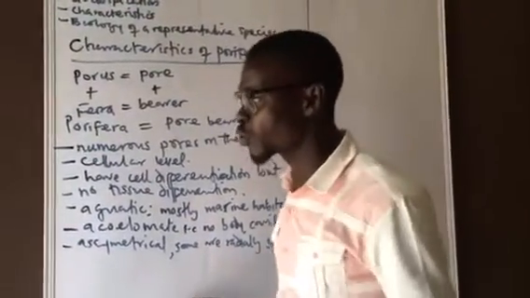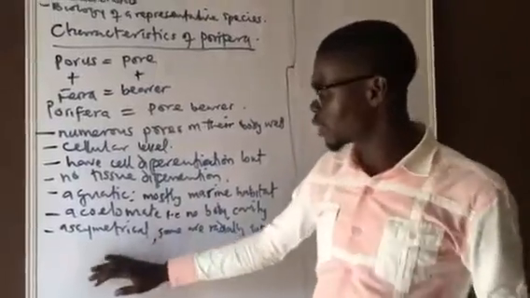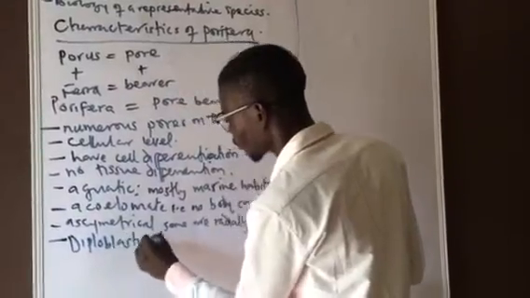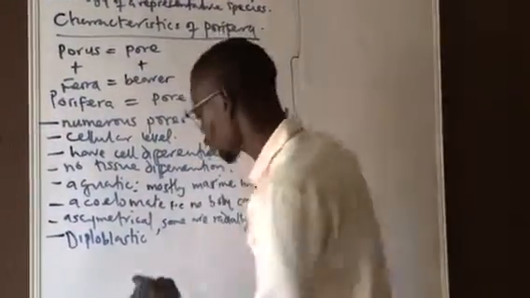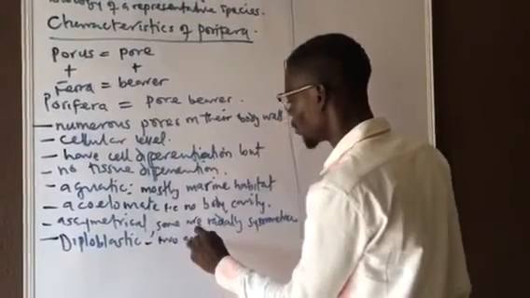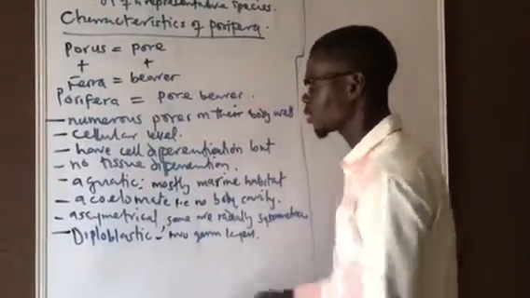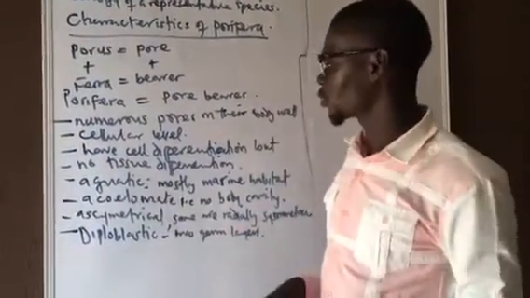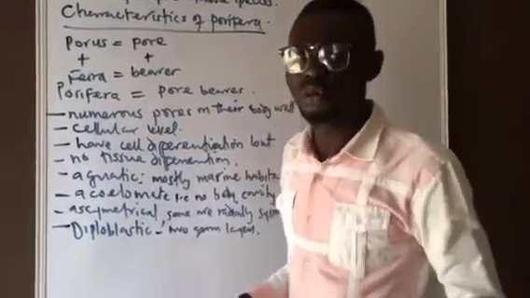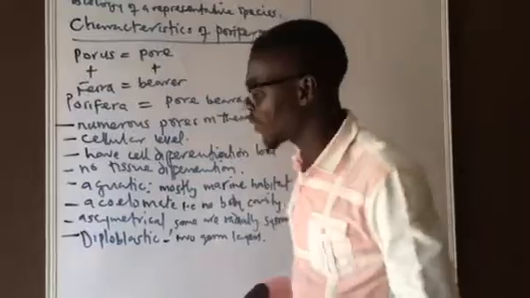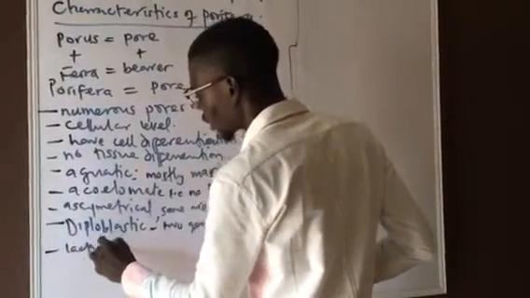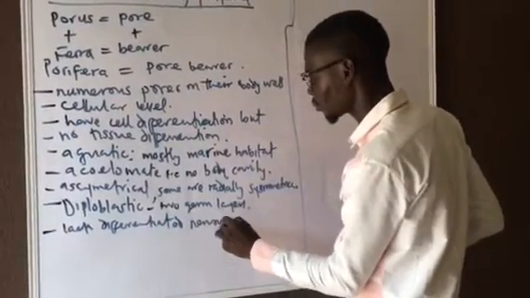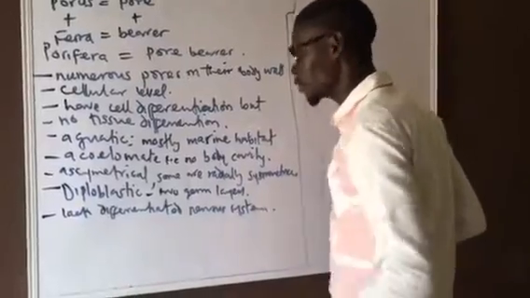When we talk about this group as well, they are diploblastic. That is a primitive feature, meaning that their body can be divided into two germ layers. That is the meaning of diploblastic. These organisms have numerous pores. They don't have a well-developed, differentiated nervous system. They lack a differentiated nervous system.